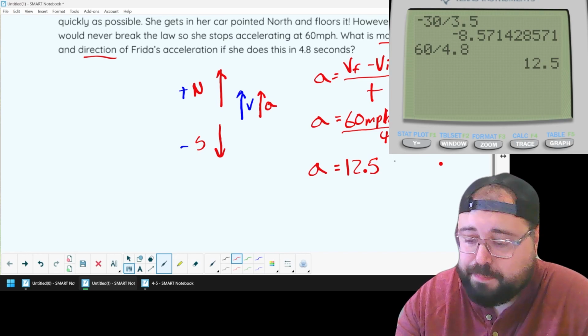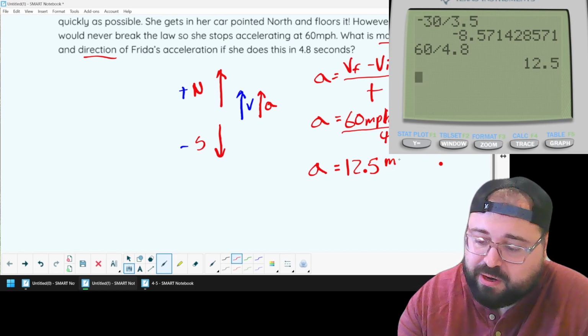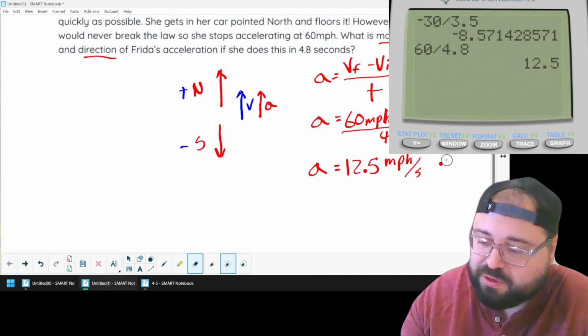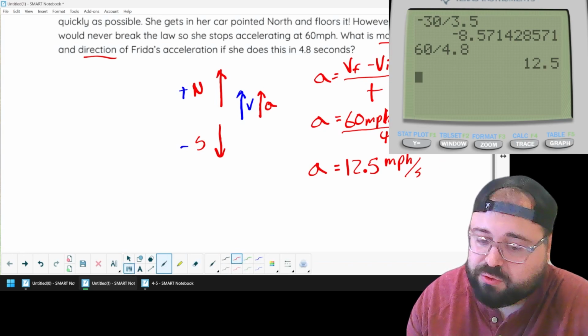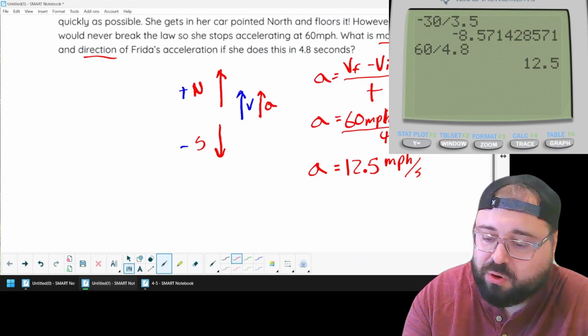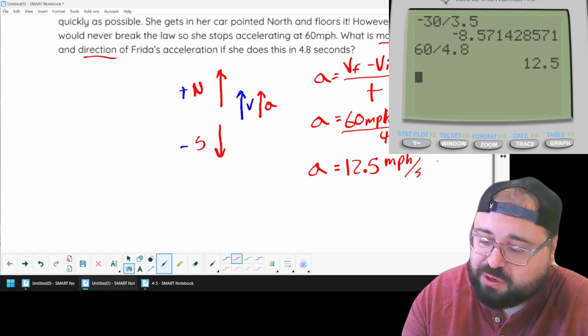And this is going to be, not meters per second squared, but miles per hour per second. So we've got miles per hour per second. And we've also got to make sure that we include the direction as well. And we've already talked about that here. The direction is going to be north. So there we go.